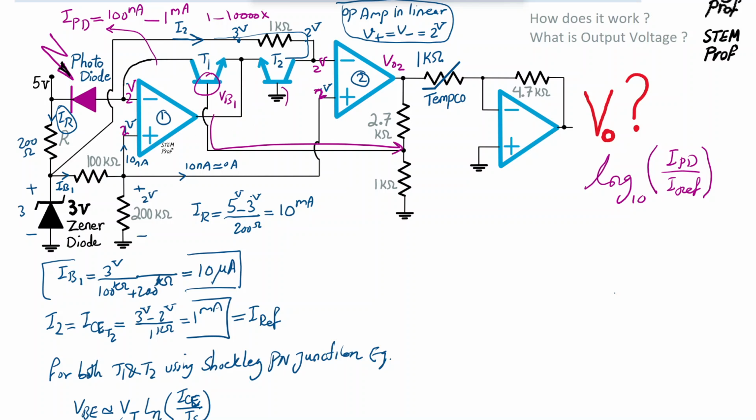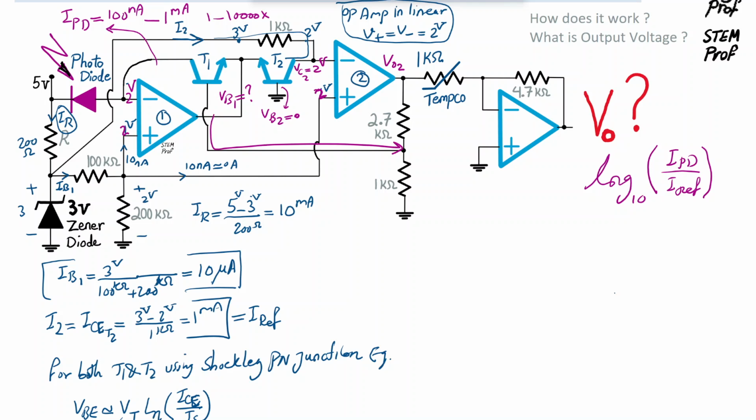Of course, VB2 is 0 because the base of transistor 2 is connected to ground, obviously. So the base of transistor 2 has 0 volt and the collector of transistor 2 has 2 volt, of course. So VC2 is 2 volt and VB2 is 0. What is VB1? That is the question I have. To find it is not difficult.